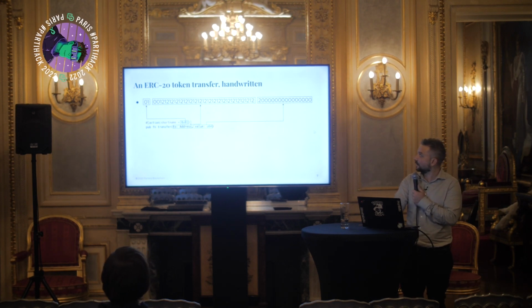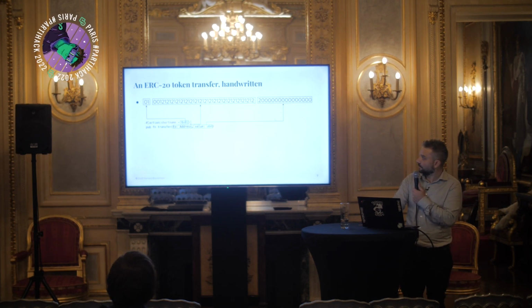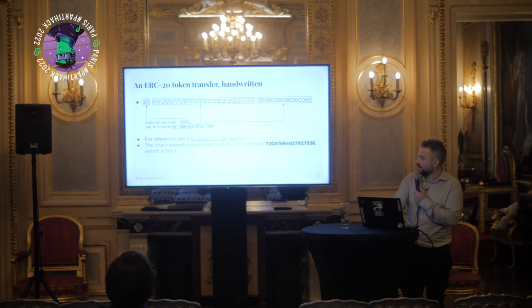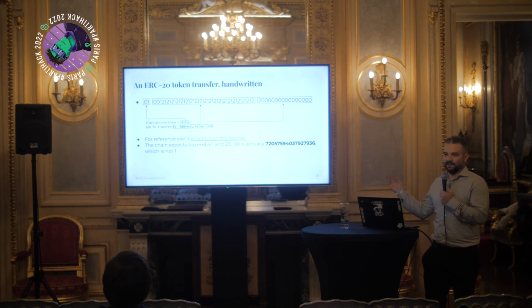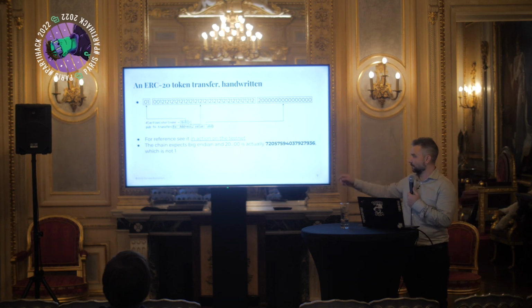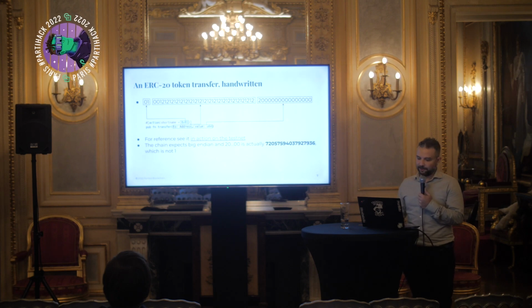So 20 is at the beginning, followed by 7 double zeros. And there's a reference mode, you can see it. And then the chain expects big endian. So what you just sent, instead of sending 20, you sent this number and lost all your money.